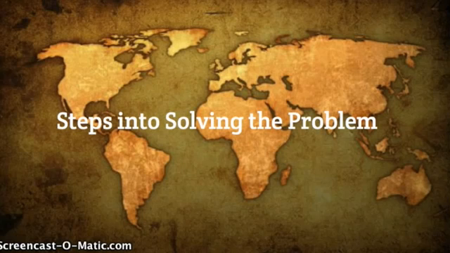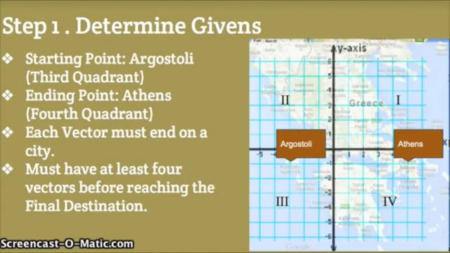So, our steps in solving the problem. Our first step is to determine our givens. The first given is our starting point, which is Argostoli in the 3rd quadrant. Our ending point is Athens in the 4th quadrant. Each vector must end on a city and must have at least 4 vectors before reaching the final destination.